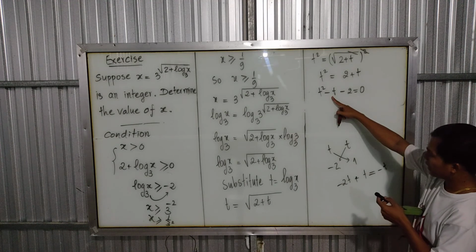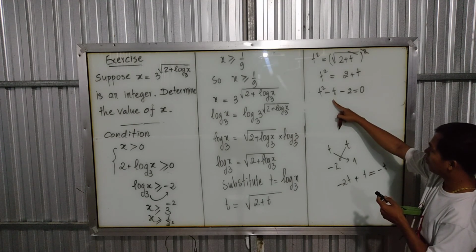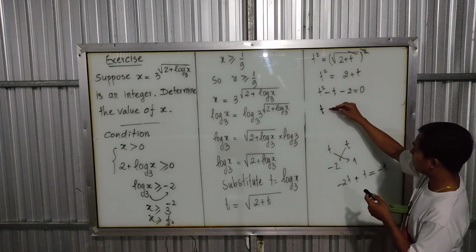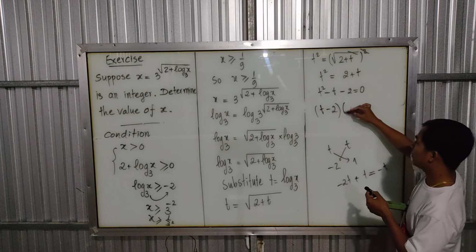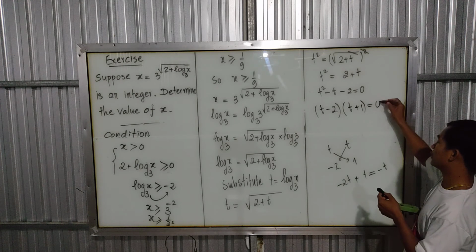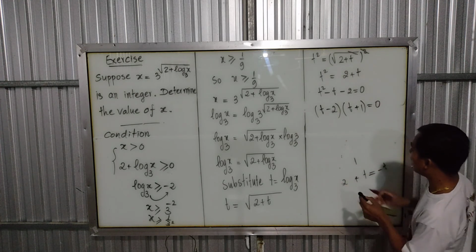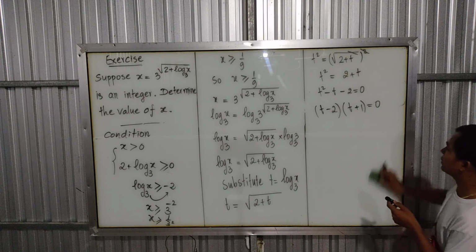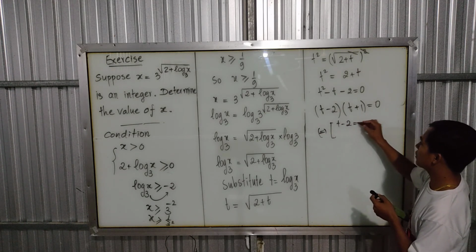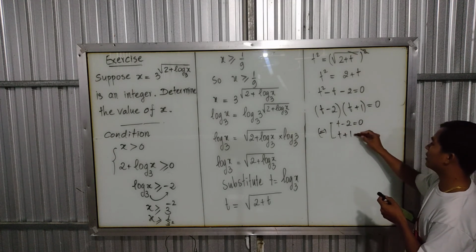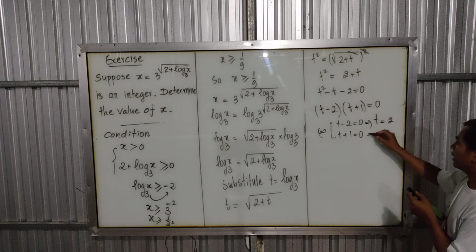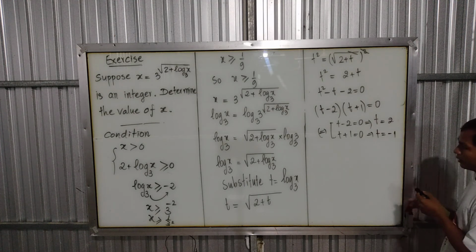Now we can write it as two factors: t minus 2 multiplied by t plus 1 equals 0. Since the product of two factors is 0, we get t minus 2 equals 0 and t plus 1 equals 0. So we get t equals 2 and t equals minus 1.